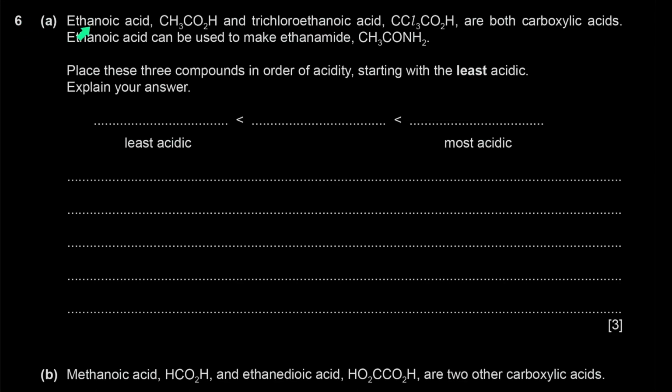So here we have question number 6. Ethanoic acid and trichloroethanoic acid are both carboxylic acids. Ethanoic acid can be used to make ethanamide. Place these three compounds in order of acidity, starting with the least acidic. So which over here is the most acidic?